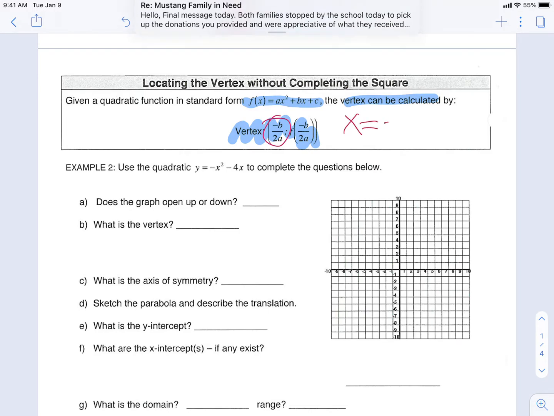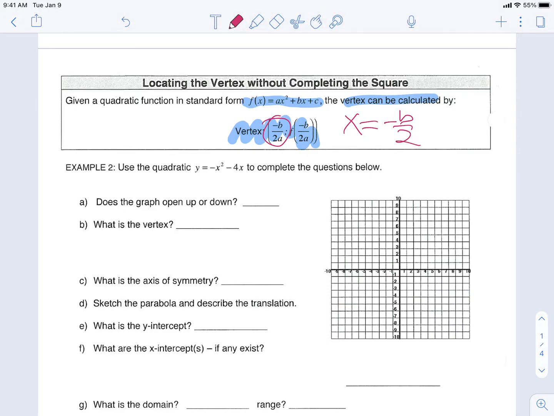So x is equal to negative b over 2a. That is the formula for finding the x part of the vertex. It's also the formula for the axis of symmetry.